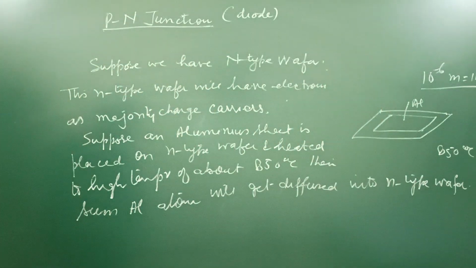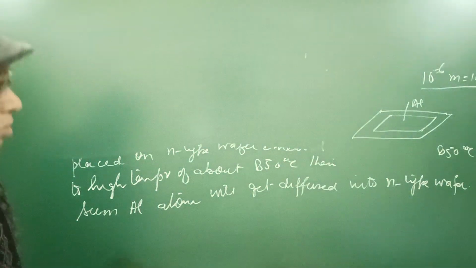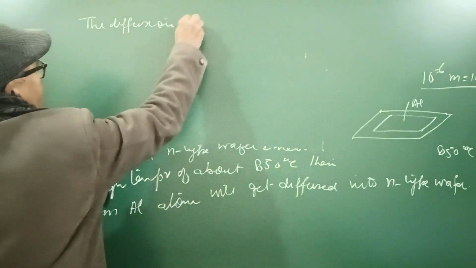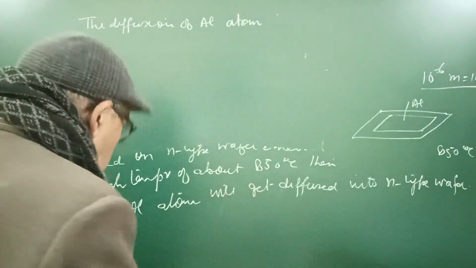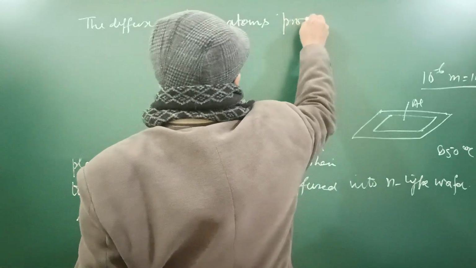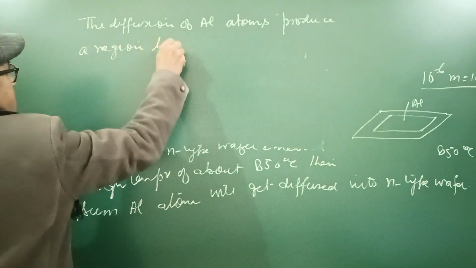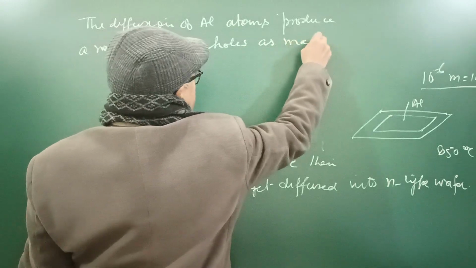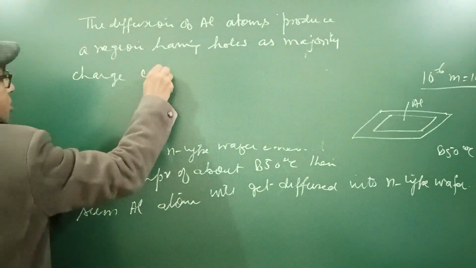So diffusion of aluminum atoms, a trivalent element, produces a region having holes as majority charge carriers. Majority charge carriers.